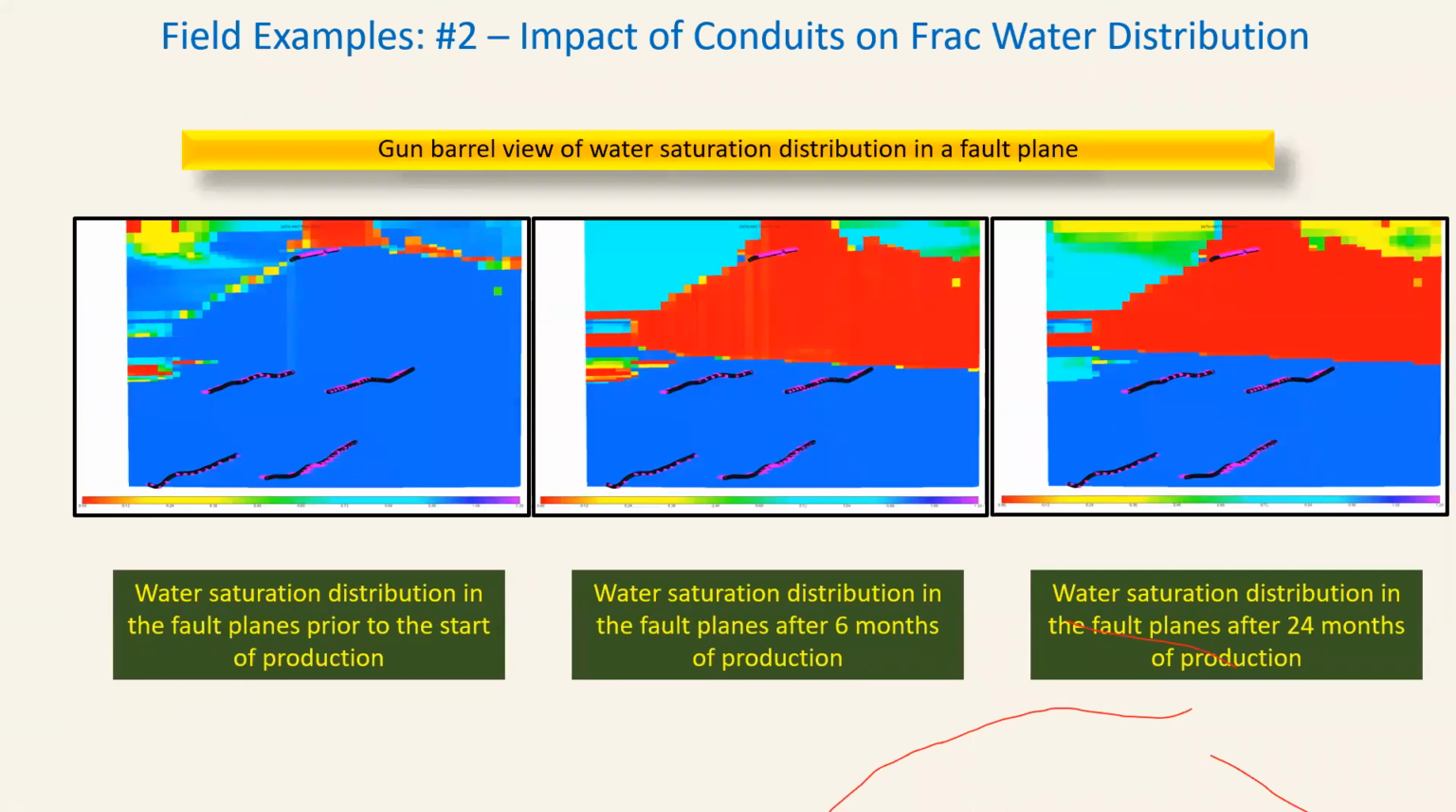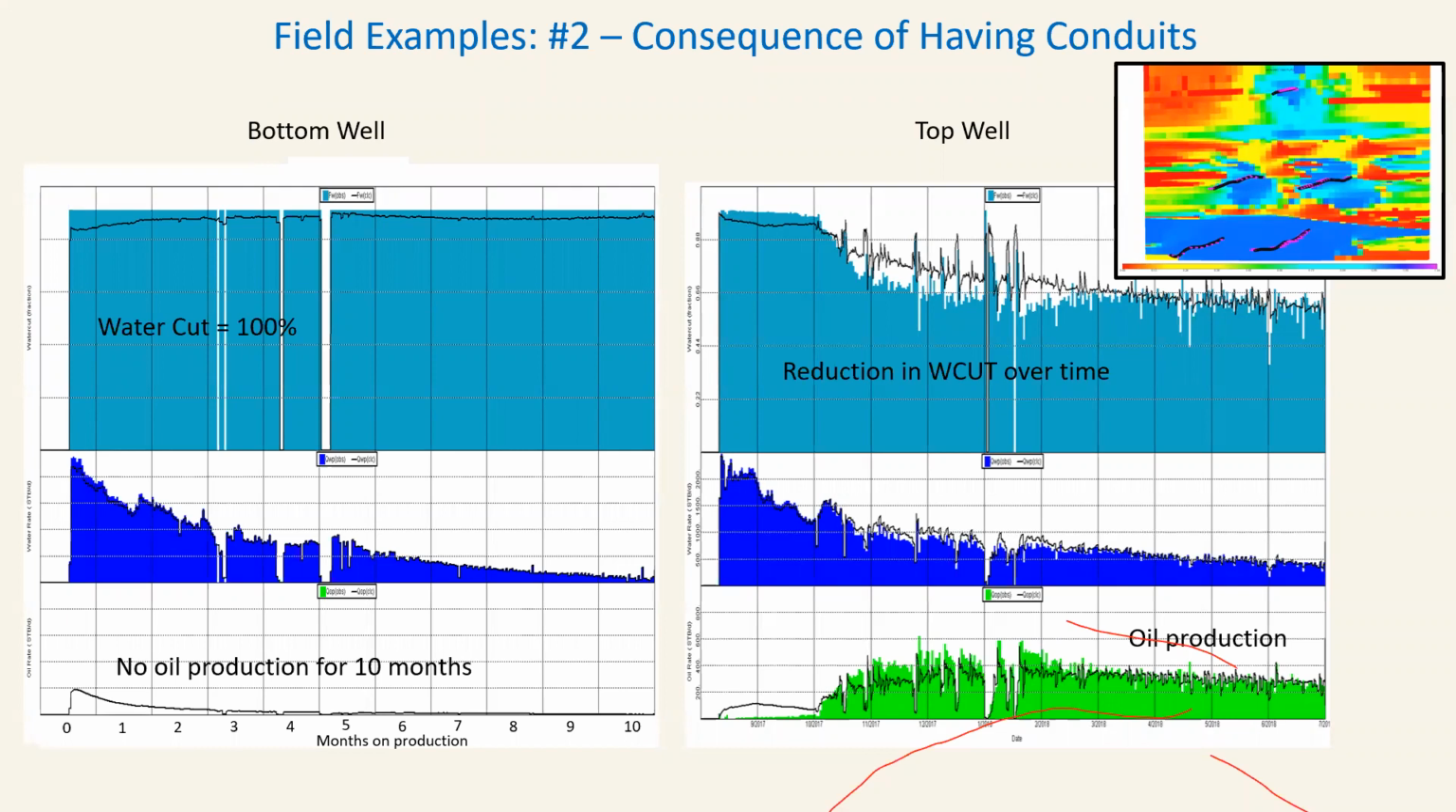Here is what a fault looks like in the same situation, or a large natural fracture that's going through the entire model. Right after hydraulically fracturing, everything is full of water because, like I said, these natural fractures take most of the water when you hydraulically fracture. But then at 6 months and 24 months of production, you see that there's segregation. Oil and gas is in the top of this fracture and water is at the bottom. How that looks in terms of production is that the bottom wells were chugging 100% water and produced no oil 10 months after coming online. The top well, however, did manage to slowly reduce its water cut over time and produce some oil.